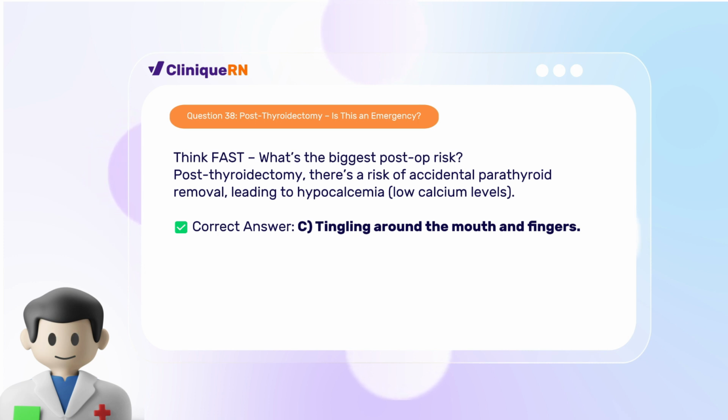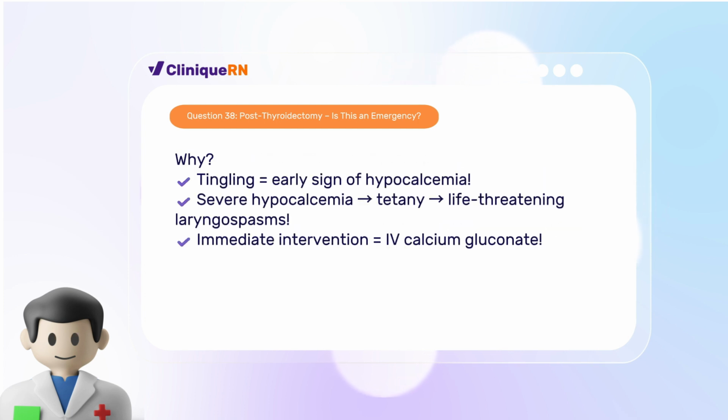Post-thyroidectomy, there's a risk of accidental parathyroid removal, leading to hypocalcemia, low calcium levels. Correct answer: C. Tingling around the mouth and fingers. Why? Tingling equals early sign of hypocalcemia. Severe hypocalcemia can cause tetany and life-threatening laryngospasms. Immediate intervention equals IV calcium gluconate.